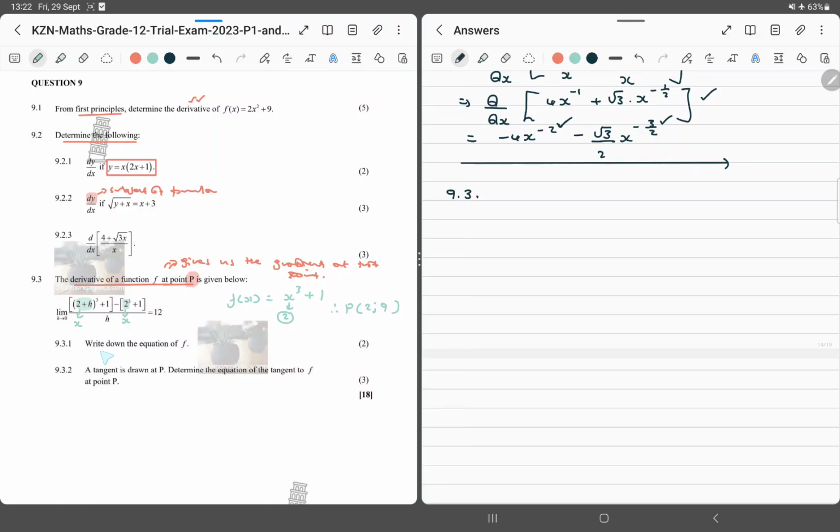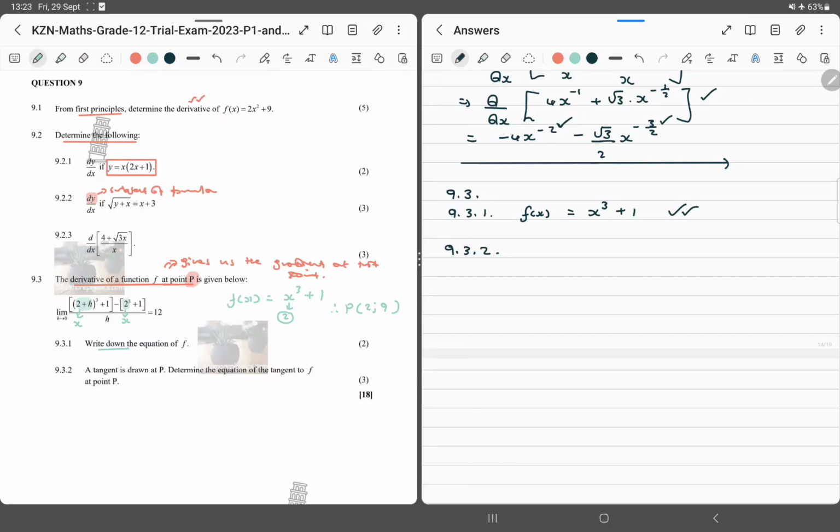Let's answer the question. Write down the equation of f. Easy. 9.3.1. We can see that our f of x is basically x cubed plus 1. Can you see? When you analyze things, you are sorted. So that is just 1 mark. They're giving 2 marks. Okay, that's fine.